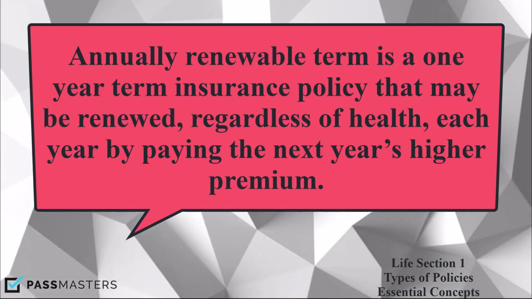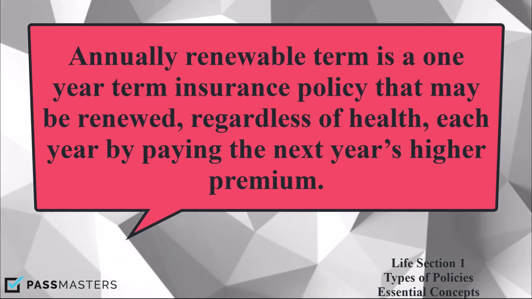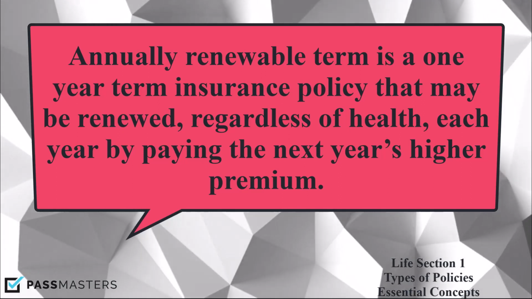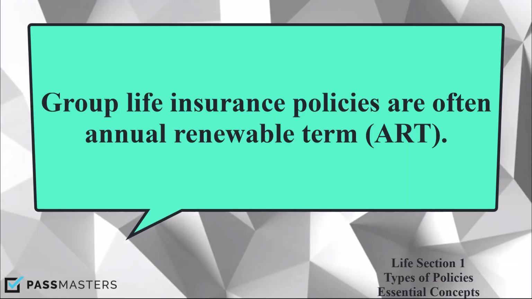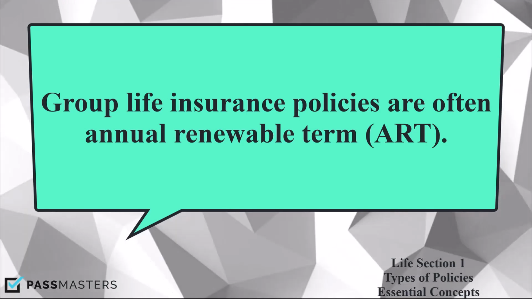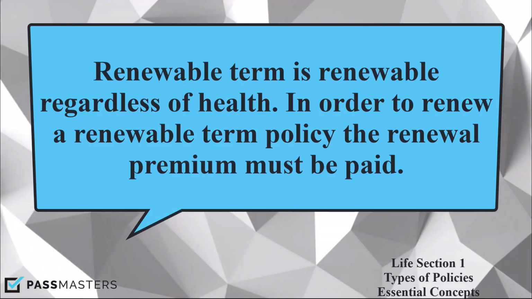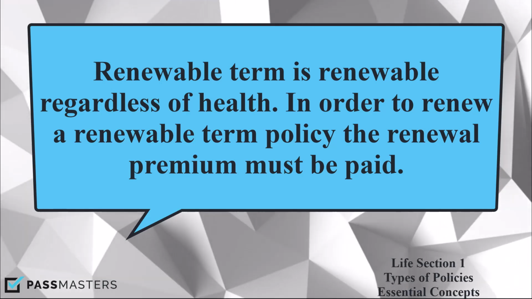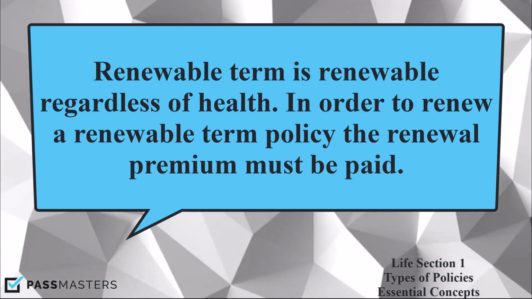Annually renewable term is a one-year term insurance policy that may be renewed, regardless of health, each year by paying the next year's higher premium. Group life insurance policies are often annual renewable term, or ART. Renewable term is renewable regardless of health. In order to renew a renewable term policy, the renewal premium must be paid.